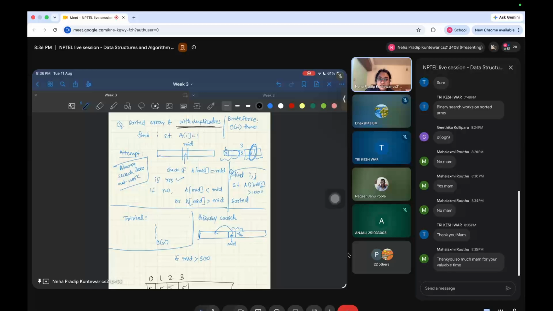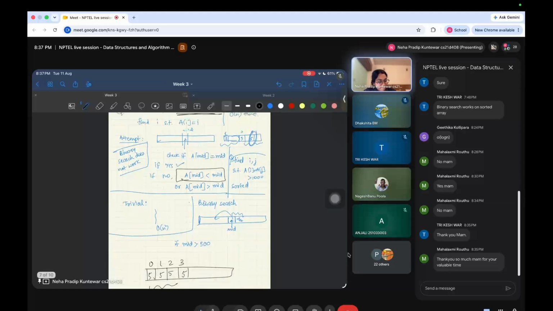So how do you decide whether to go to the left or to the right? What is the algorithm? Ma'am, if A of mid equals mid, that means we have found it, the values are equal. If A of mid is greater than mid, we go to the left. And if A of mid is less than mid, then we go to the right side.